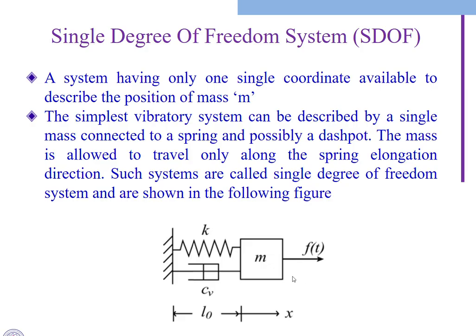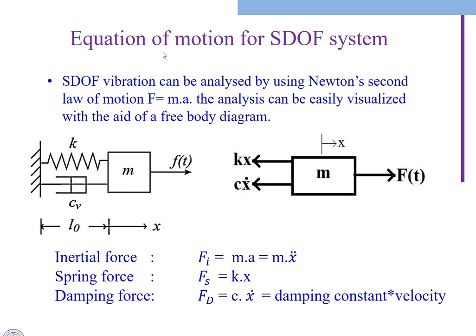The motion of the body is available in only one direction. If you apply force in the x direction, the body motion will be only in the x direction. That is called a single degree of freedom system. From this single degree of freedom system, we derive the equation of motion of a single degree of freedom system.